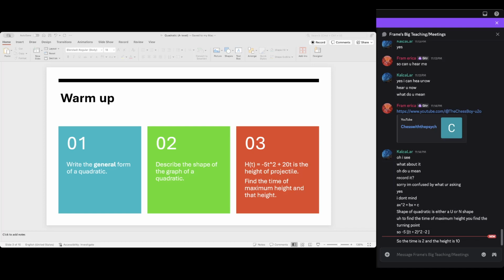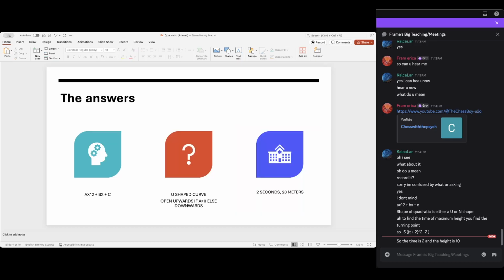First of all, let's look at this. The shape of the quadratic is a U shape. However, the peak, you can see how it slants upwards. The U shape opens upwards if a is more than zero, otherwise downwards. This is the quadratic curve. And for this one, I believe you're talking about x to the power 3. We're talking about quadratics.